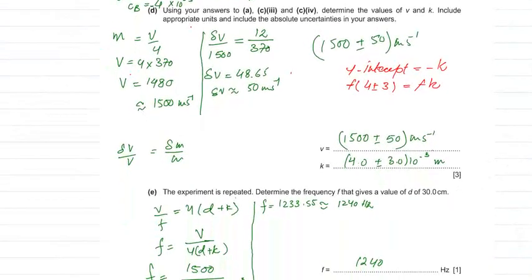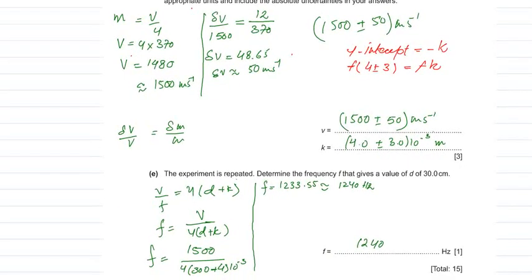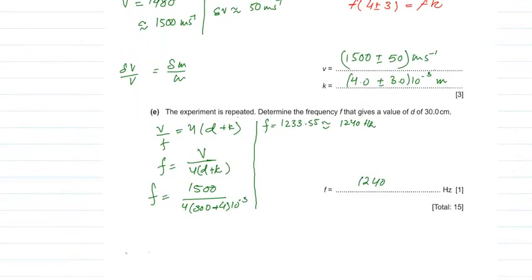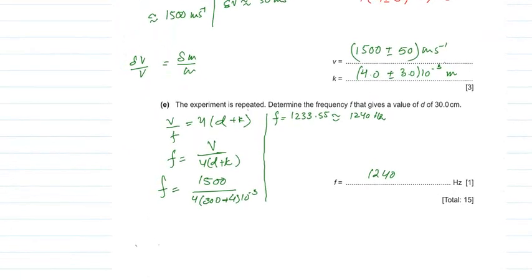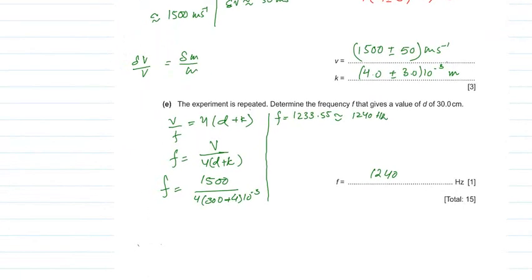Now, the experiment is repeated. Determine the frequency f that gives the value of d. So they are not talking about any absolute uncertainty thing. So we will just use the formula f equals v over 4 times d plus k. So f will be v over 4(d plus k).